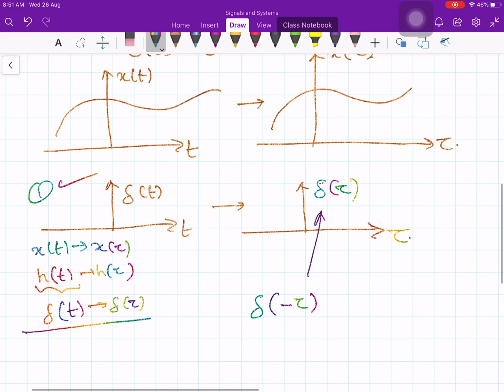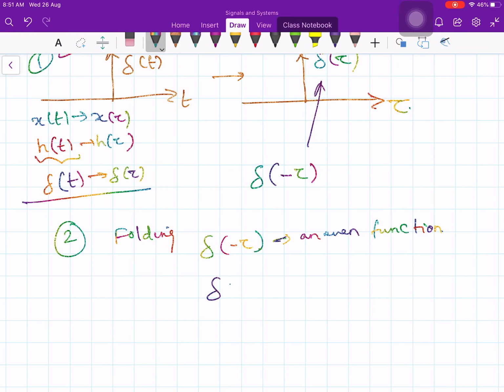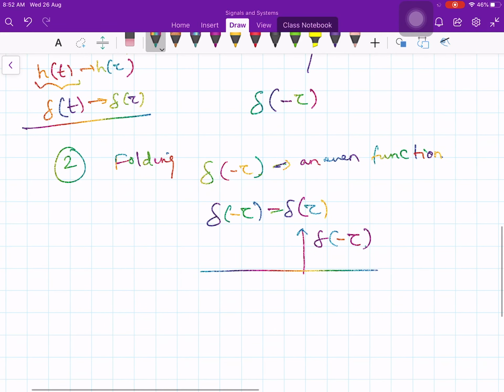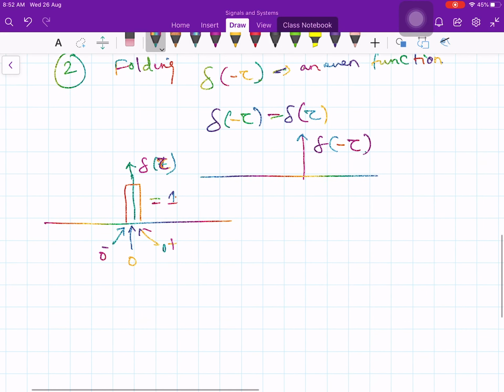What is the second step? The second step is folding, that is del of minus tau. We know that delta t is an even function. So if it is an even function, then it looks again the same. Therefore, del of minus tau is the same as del of tau. So let us say this is del of minus tau, because if you look at a delta function, it is very small and thin, and this is going to be 0 minus, and this is going to be 0 plus, and the center point is 0, and the area under this curve is 1. This is your del of tau. So even if you flip over about the y axis, it will not change. So if you fold it, it becomes the same thing.